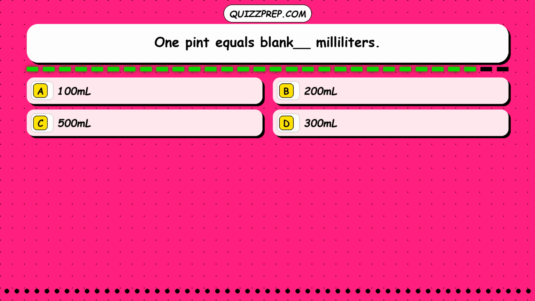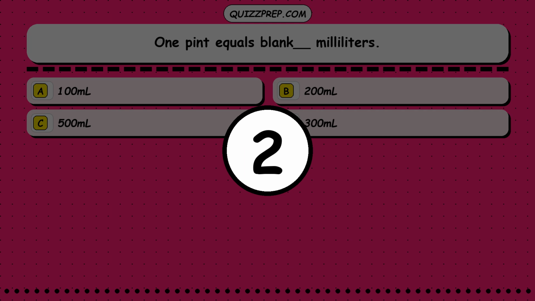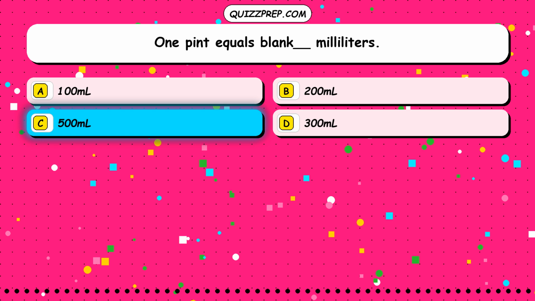Question 292. 1 pint equals blank milliliters. Option A, 100 ml. Option B, 200 ml. Option C, 500 ml. Option D, 300 ml. The correct answer is option C, 500 ml.